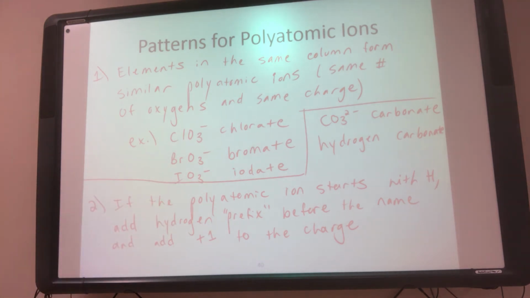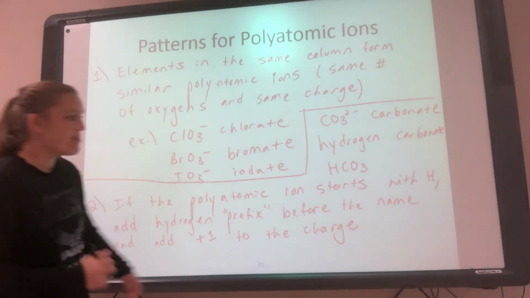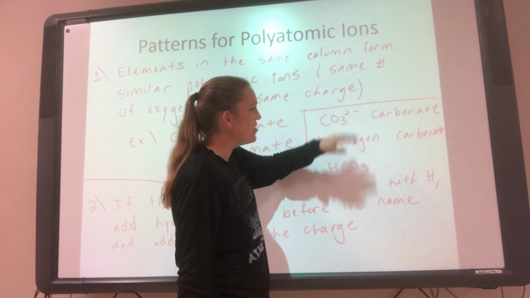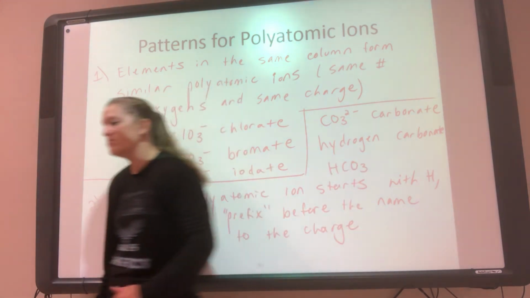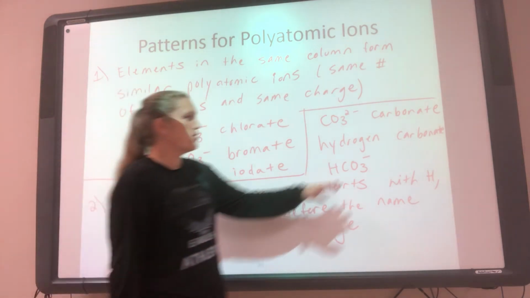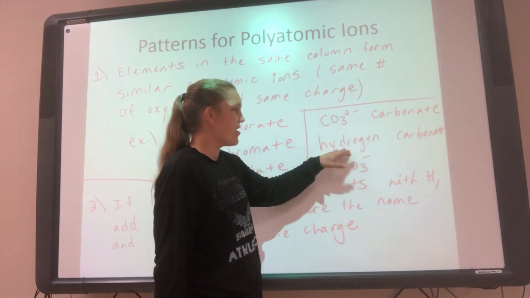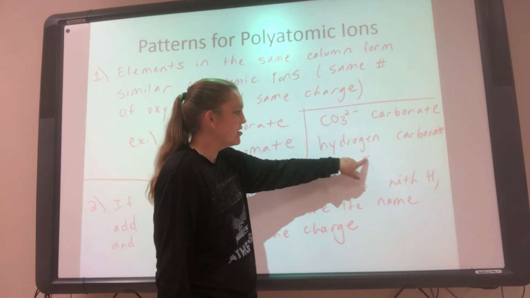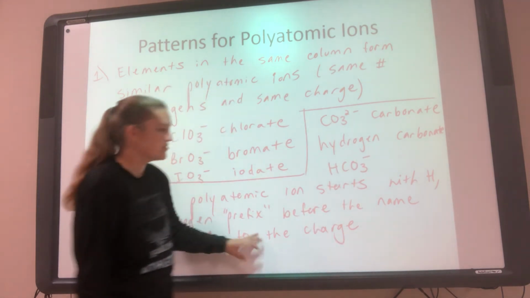Now to change the formula, I add an H to the polyatomic ion, but then I have to add a +1. So I need to add the H here and then a +1. So if it's a -2 and I add a +1, this is only going to be a -1. So that's the difference between these two. Carbonate, hydrogen carbonate: you add the hydrogen in the name, and then you add the H and you add a +1 to the charge. So that's what this is saying.